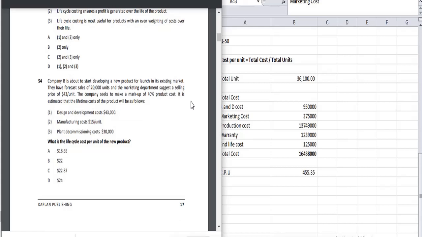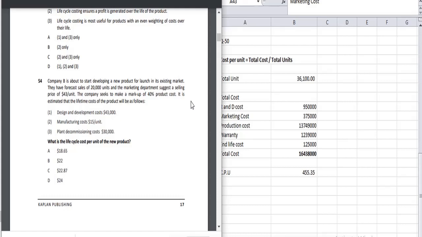Ok, so next: what is the life cycle cost per unit of the new product? Company B is about to start developing a new product for a launch in its existing market. They have forecast sales of 20,000 units and the marketing department is suggesting a selling price of 43. अब जो कि यहाँ पे selling price दिया है, ये हमारे लिए कोई काम का नहीं है जब life cycle cost per unit calculate कर रहे हैं तब, है ना. Markup भी दिया, the company seeks to make a markup of 40% on product cost. It is estimated that the life cycle cost of the product will be as follows: design and development cost, manufacturing cost, planning and decommissioning cost.